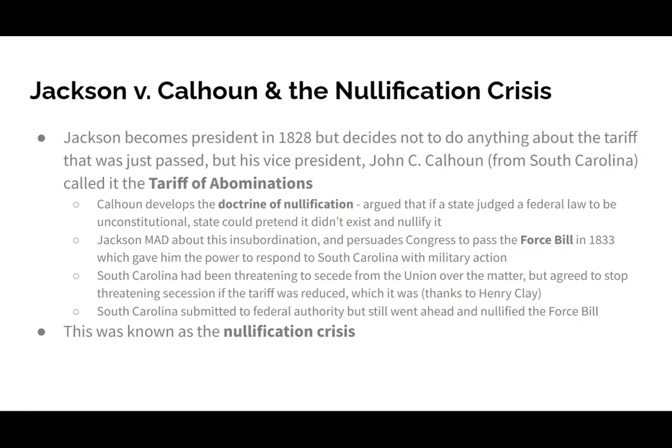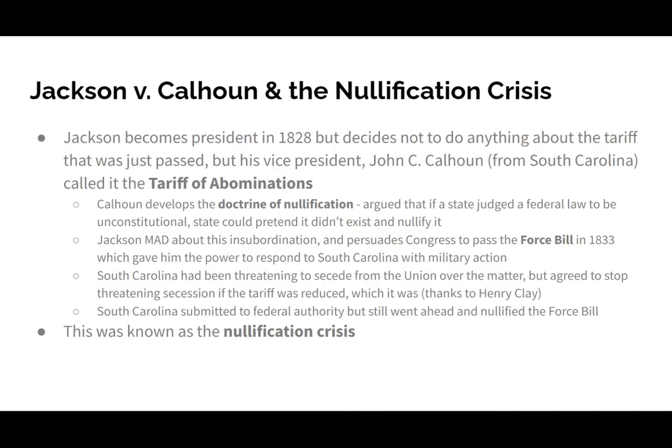Okay, so here's where it gets a little crazy. Jackson becomes president in 1828, and all the Southerners expect him, who is so representative of the common man and weak federal government power and more states' rights to rule. They believe that clearly he'll get rid of this tariff, except Jackson also kind of realizes the need for tariff and the need for domestic manufacturing. So he decides not to do anything about the tariff that was just passed. But his vice president, John C. Calhoun from South Carolina, called it the tariff of abominations. He hated it. So Calhoun helped to develop in South Carolina the doctrine of nullification.